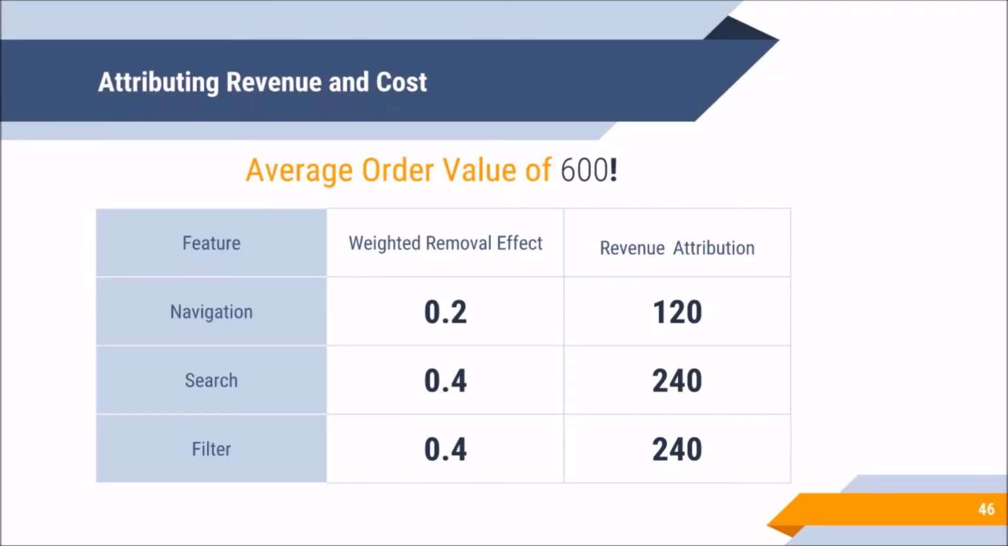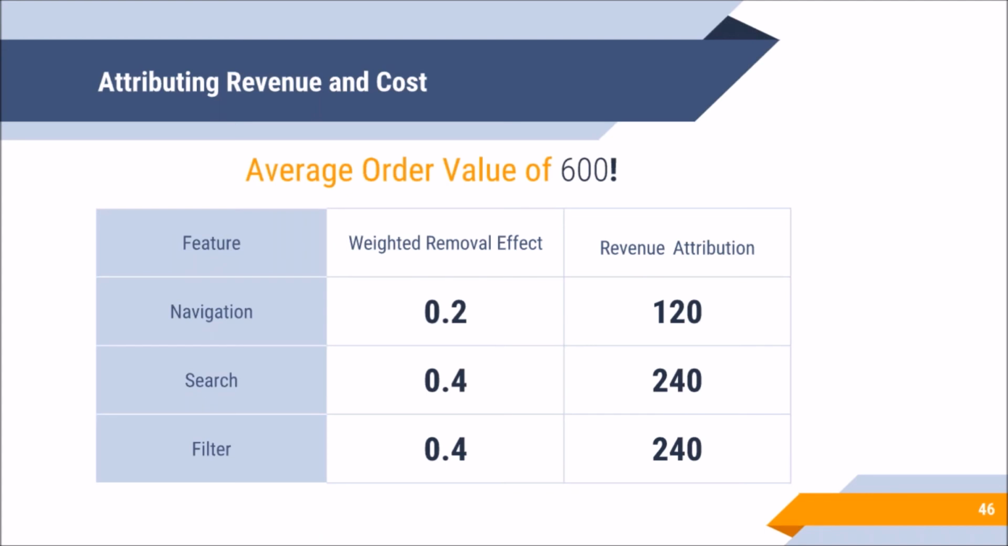Now the next advanced use case for the Markov model is that we can attribute revenue and cost to the features. Let's extend our example of an e-commerce store where we have weighted removal effects for three of our features, that is navigation, search, and filter, and we have 0.2, 0.4, and 0.4 weighted removal effects. Now let's assume that we have an average order value of 600. Now we can attribute this 600 to these features.